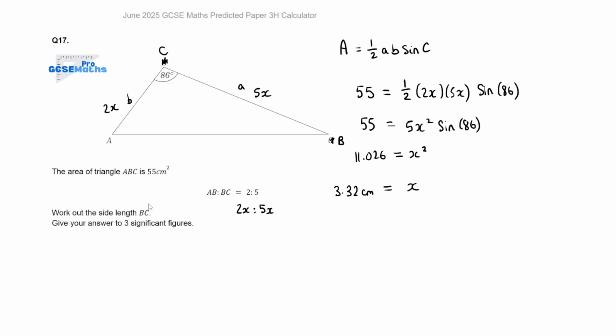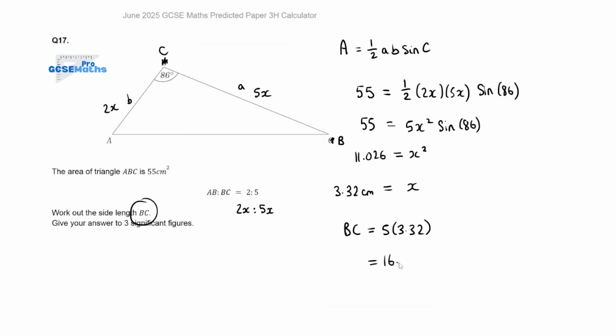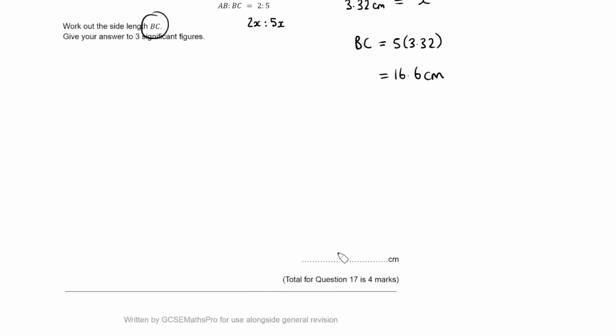Now, just remember though that that wasn't the final answer. They asked for the side BC. Remember that BC is our side with 5x. Obviously, if you do change the letters, make sure you know which one was the original. So BC is 5 times the 3.32. So take my answer, so at least I've got all the decimals, times it by 5. Now I'm going to round it. It says 3 significant figures, so 16.6 for BC. So there's your answer. And as you can see, that will give you 4 marks.